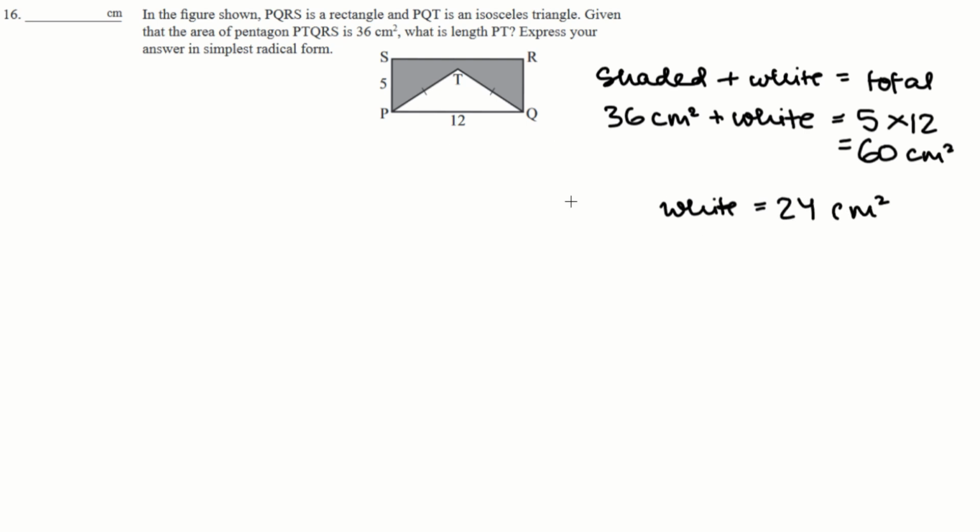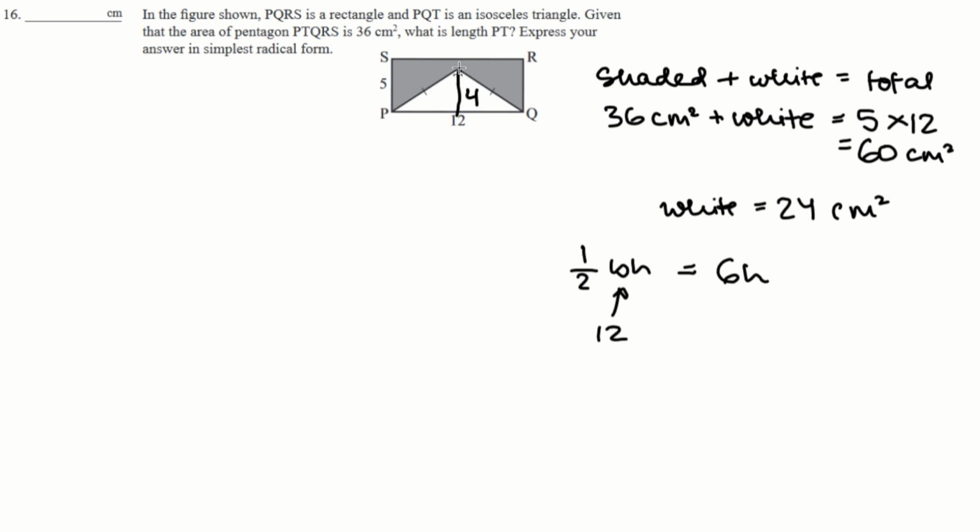And remember that the area of a triangle is half base times height. In this case, the base is 12. 12 times a half is 6. So that means this is equal to 6h in this case, which means that the height on this triangle is 4. Now for the last part, it asks for length PT.